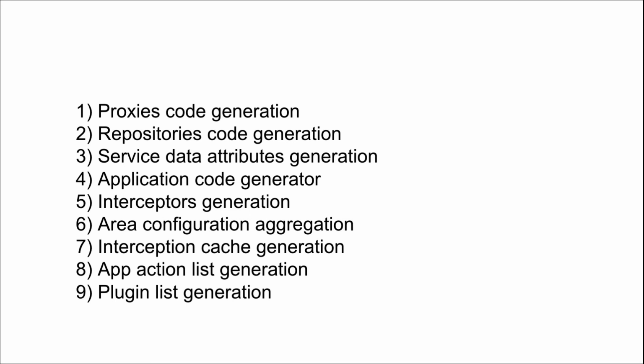Operation 8 is the app action list generation. So here we have controllers, right? You already know how controllers work inside Magento. Controllers are related to routes. So every time you open a page in Magento, you are using the route system of Magento, and that route is associated to a controller. So every time you read action inside Magento, it's the same thing as controller.